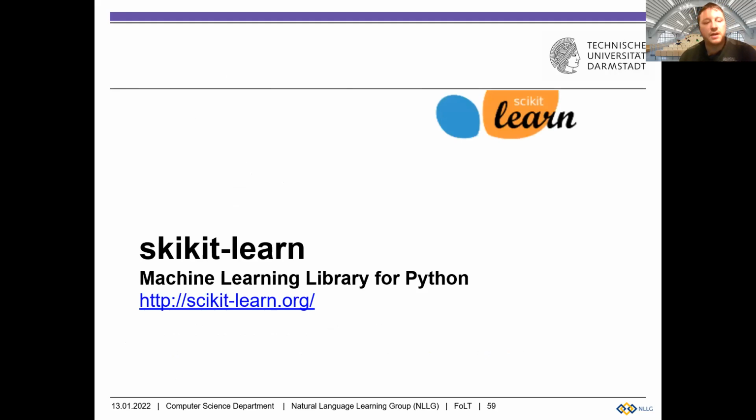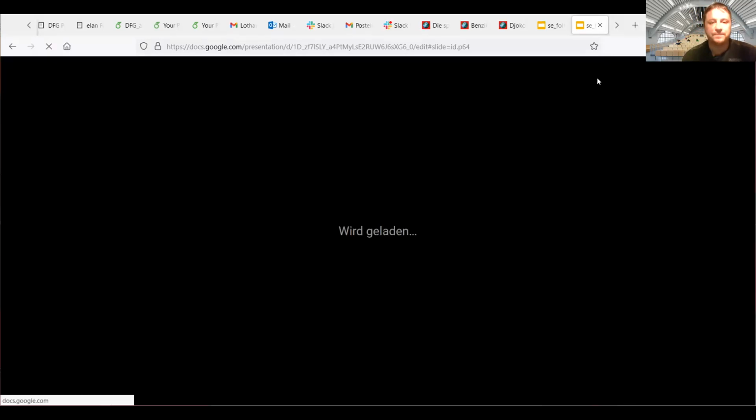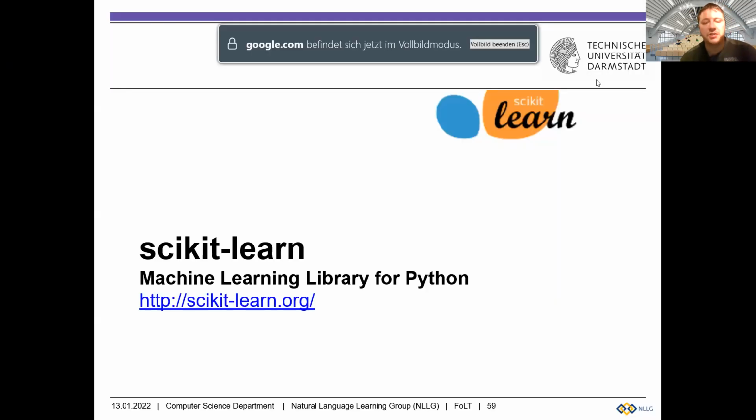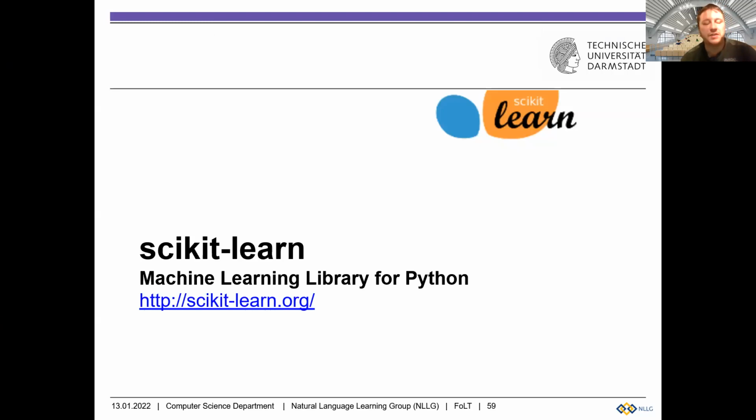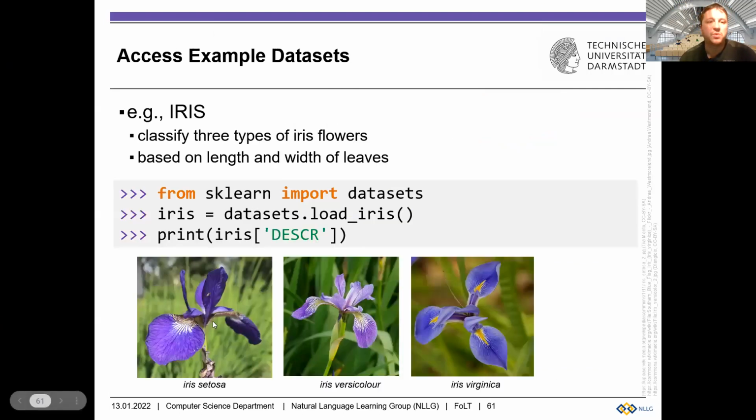Good. Let me finally just quickly talk about scikit-learn, which is a machine learning library which isn't used so often for neural networks, but in general it's used as a machine learning toolkit. It has a Python library with many implementations of machine learning algorithms. Unlike NLTK, it has no focus on NLP, but it's more general and much more widely used. So I never use NLTK, but I do use scikit-learn. There's installation, documentation, and a book if you want to go for this.